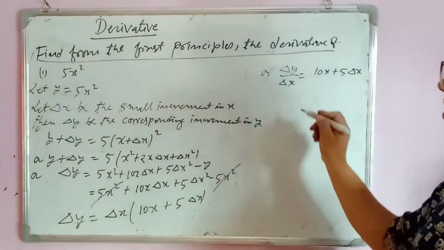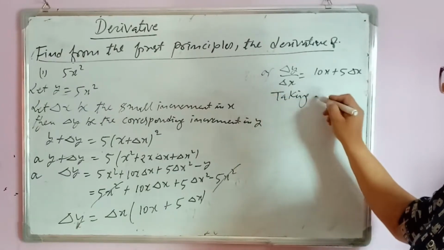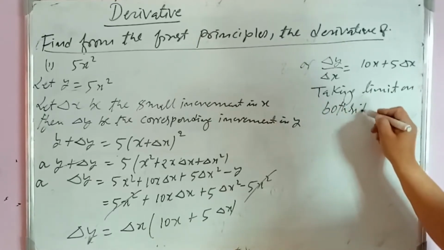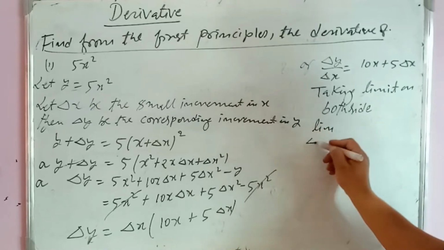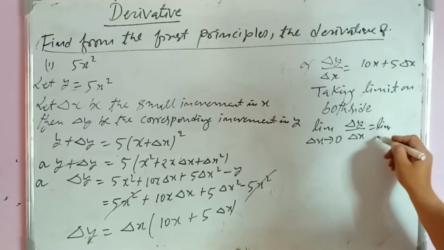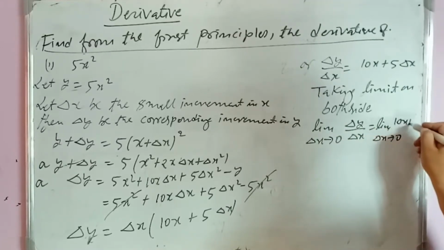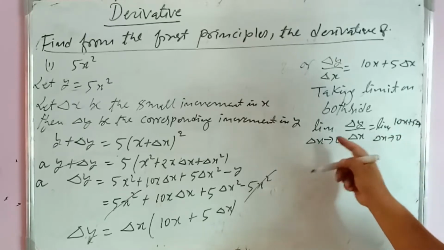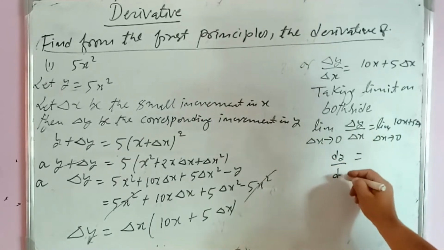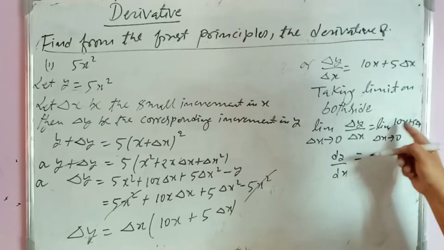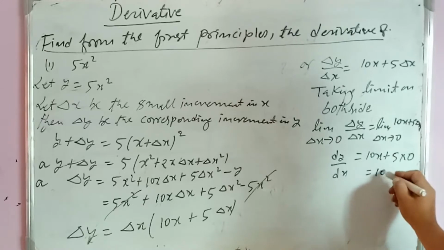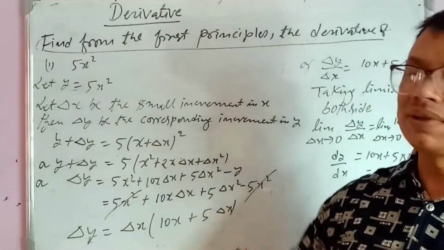Now taking limit on both sides, limit delta x tends to 0, delta y by delta x equal to limit delta x tends to 0, 10x plus 5 delta x. This limit delta x tends to 0, delta y by delta x, is called dy by dx, the derivative of y with respect to x. And now we can put the value of delta x as 0 in 5 into delta x, so 10x. Therefore, the derivative of 5x square is 10x.